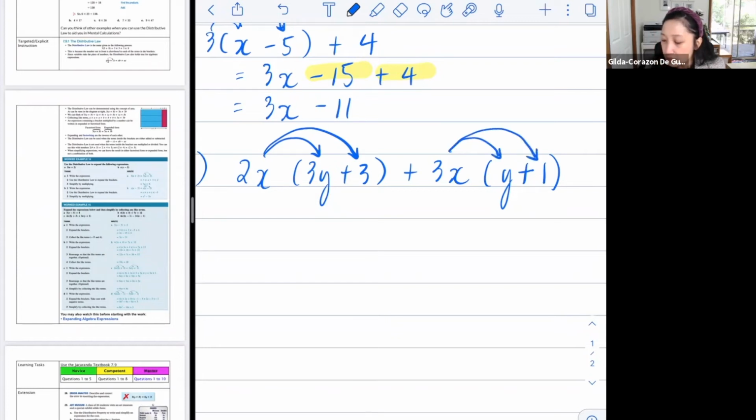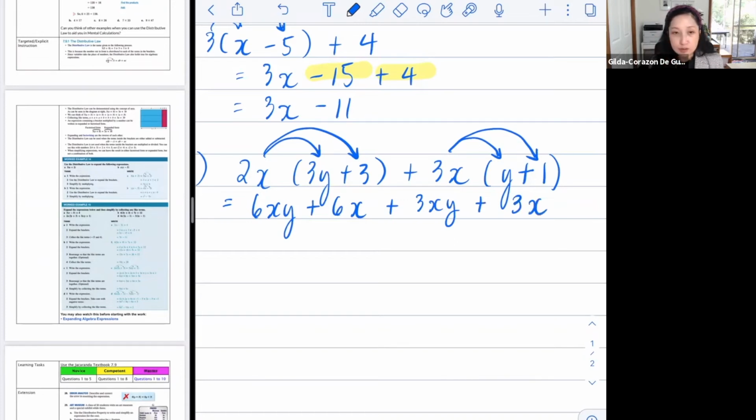Then we multiply this to that, right? So we've got 2x multiplied to 3y. So again, numbers first, then letters when we multiply. 2x times 3y, you get 6xy, right? 2x times 3, you get 6x, right? And then we've got 3x times y, we get 3xy. 3x times 1, we get 3x, right?